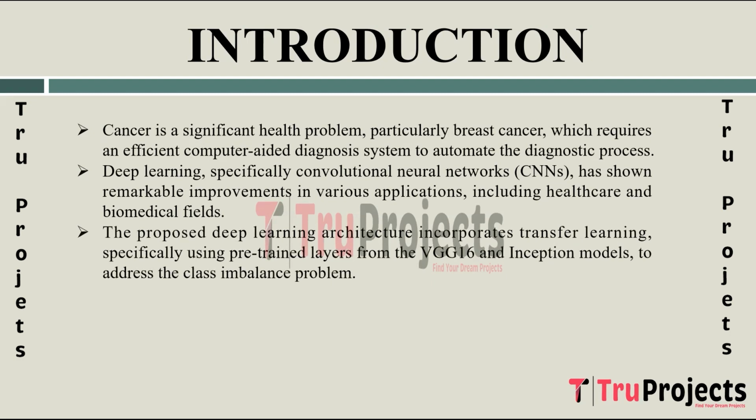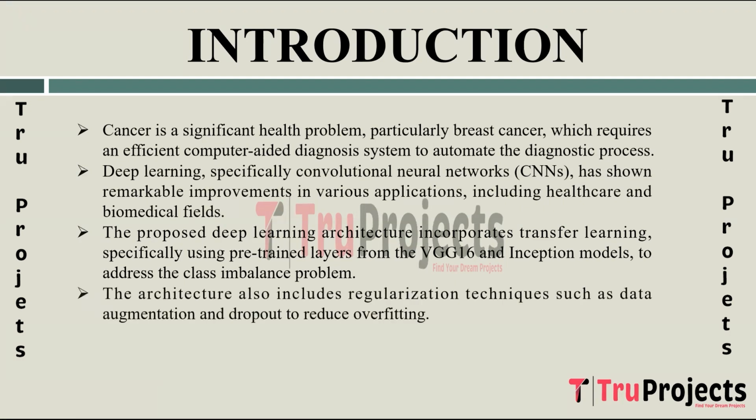Transfer learning involves using knowledge gained from solving one problem and applying it to a different but related problem. In this case, the deep learning architecture leverages pre-trained layers from established models like VGG16 and Inception. By using these pre-trained layers, the network can benefit from their learned features, which can improve performance, especially when dealing with limited data or addressing class imbalance issues, where some classes have significantly fewer examples than others.